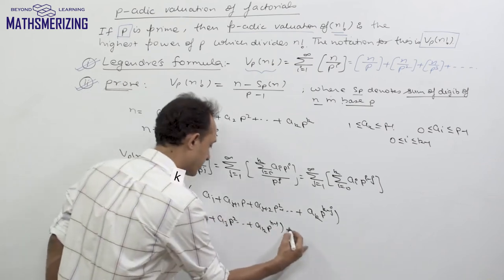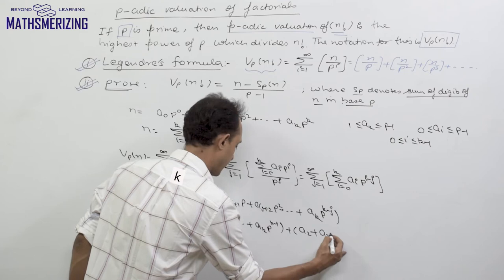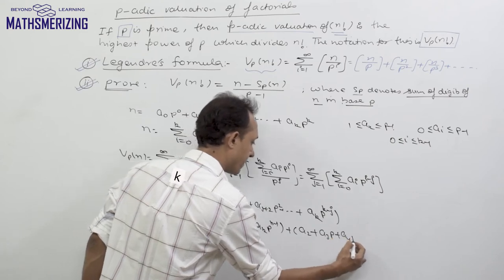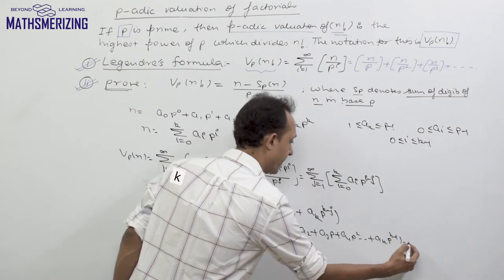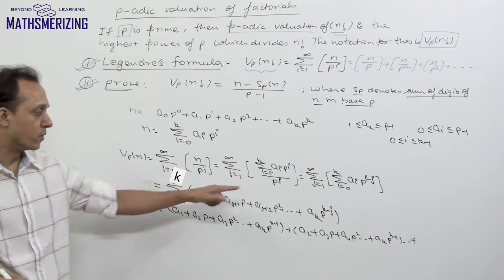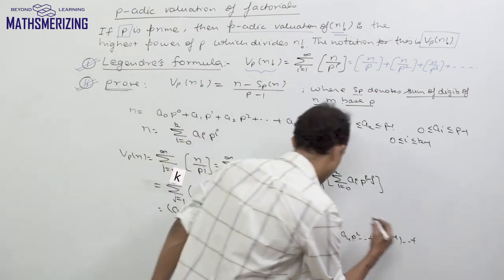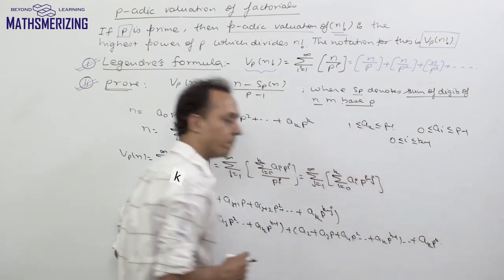If I put j as 2, it will start with a2, so I'll write a2, a3 p, a4 p square, and then ak p to the power k minus 2, and it will continue till the value of j is equal to k. So if the value of j is equal to k, then in that case I'll get this as ak into p to the power 0.